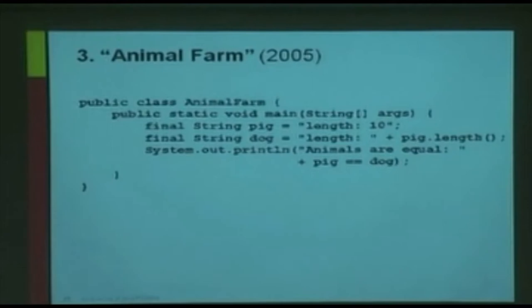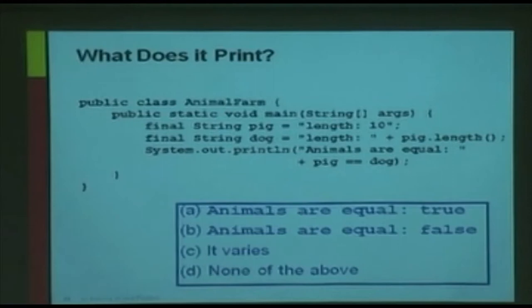And then I have this print statement to compare. I say "animals are equal" plus pig == dog. And the question is, what does it print? Does it print animals are equal true? Animals are equal false? Might it vary depending on, you know, let's say whose VM, what day, phase of the moon, or none of the above? Does it print something else?